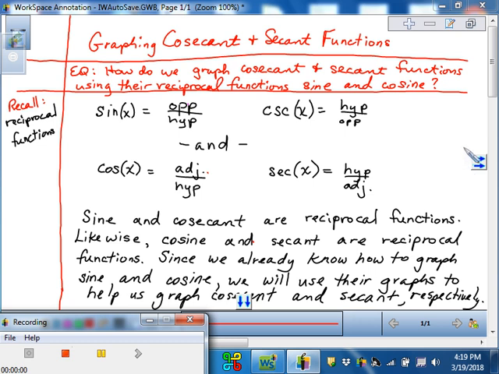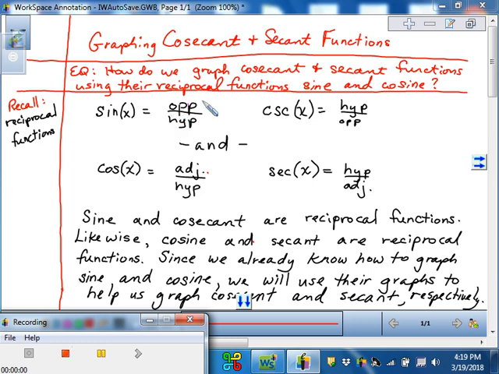Today's video is about graphing cosecant and secant functions. Our essential question is, how do we graph cosecant and secant functions using their reciprocal functions sine and cosine? The first thing we want to do is recall our reciprocal functions.